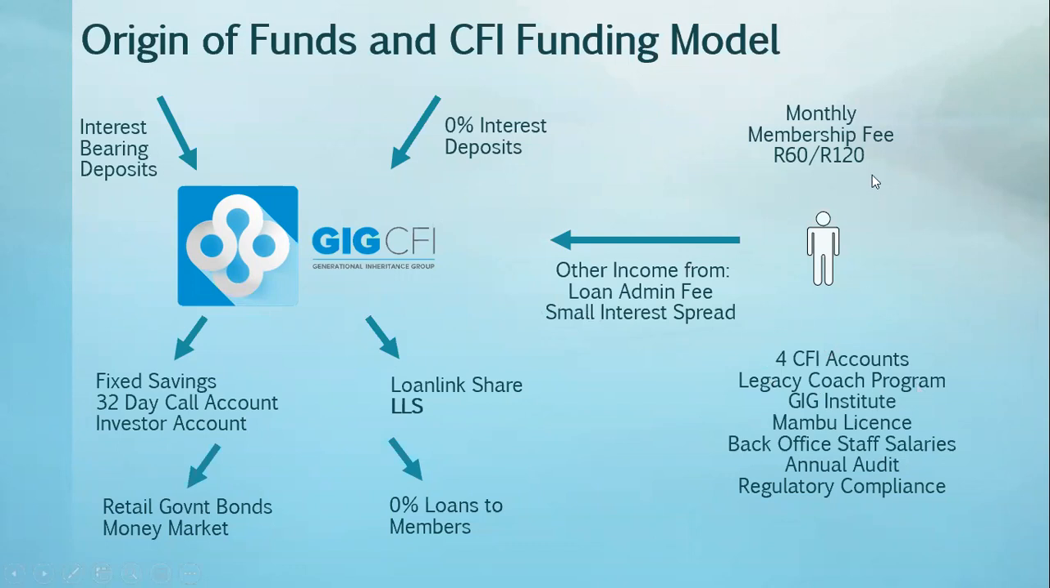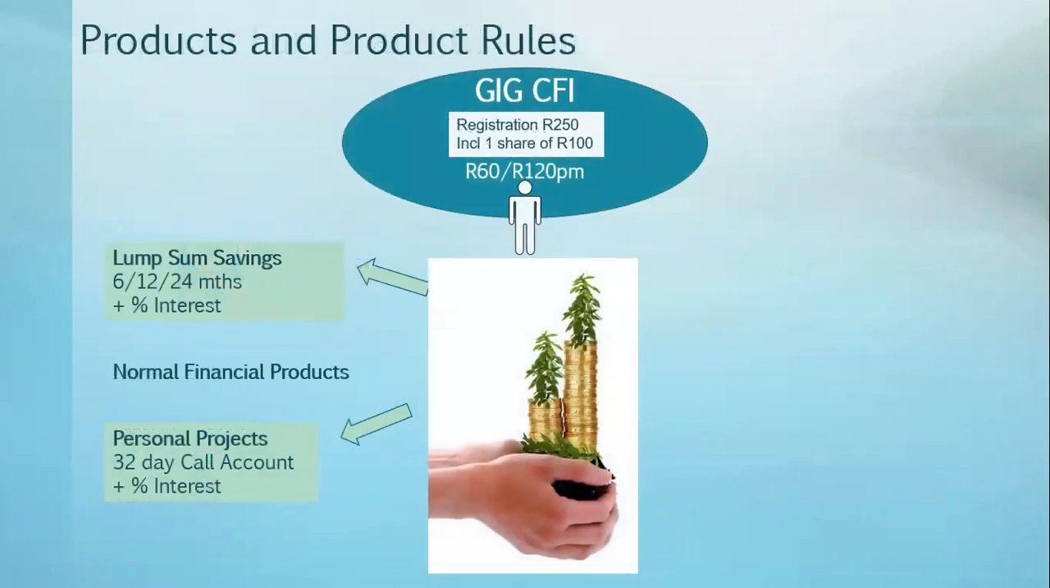If there's any surplus left, that then becomes an asset of the bank, and at the end of the year, the board can decide how to then share that money back to the members pro rata to their shareholding in the bank. So if you have any question on any of these things, just make a side note and we'll come back to it later on. Then you need to understand the products and the product rules.